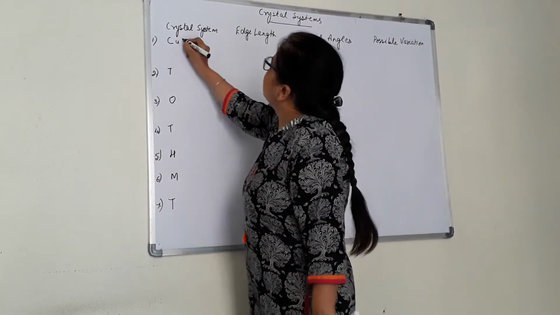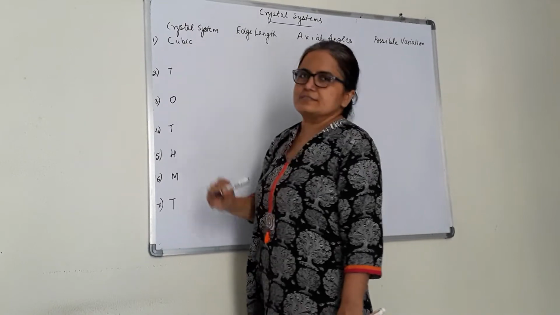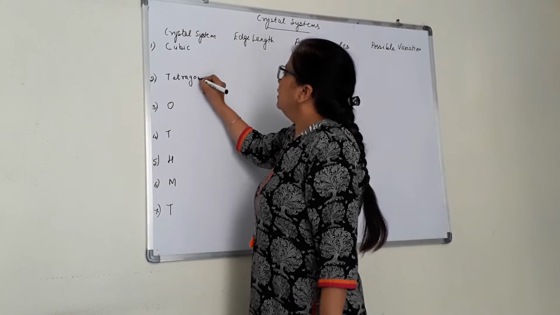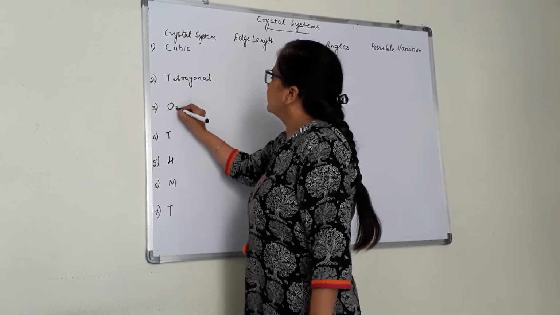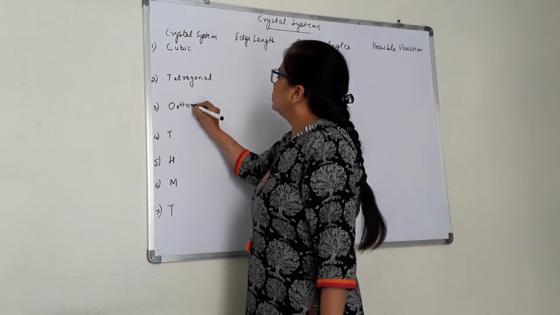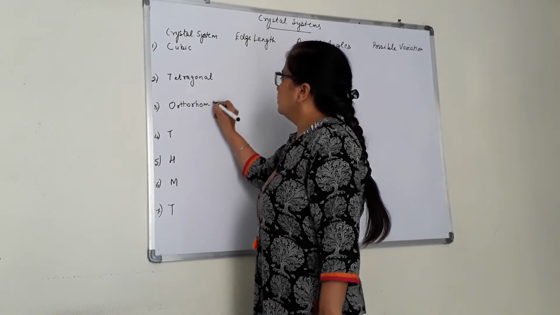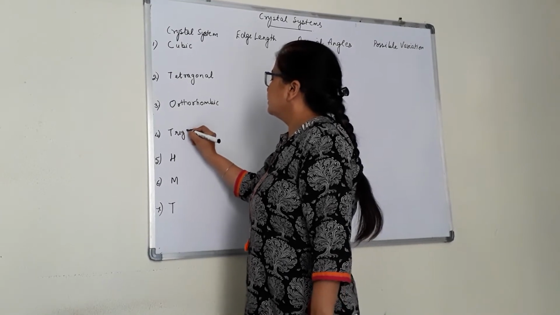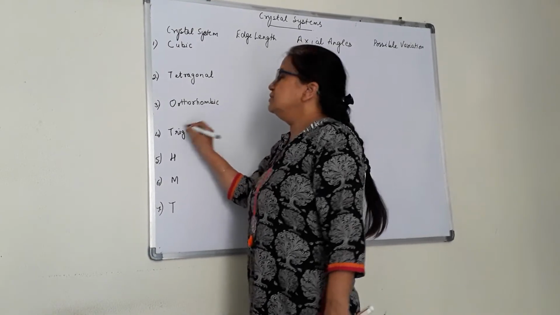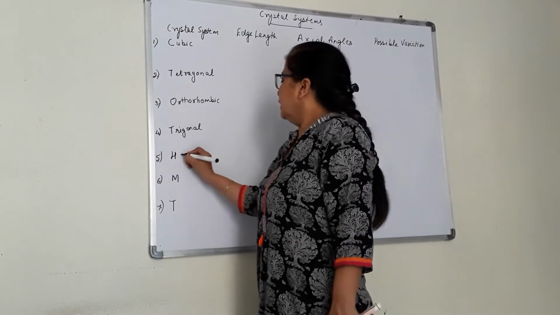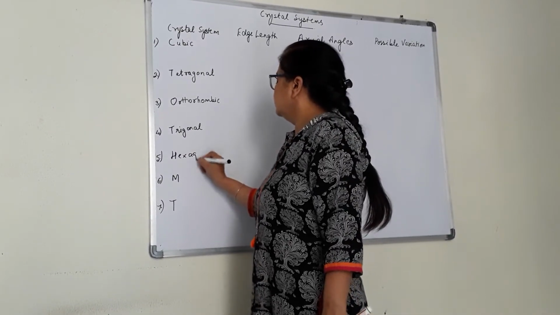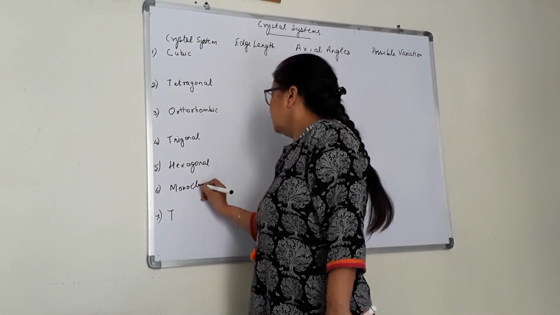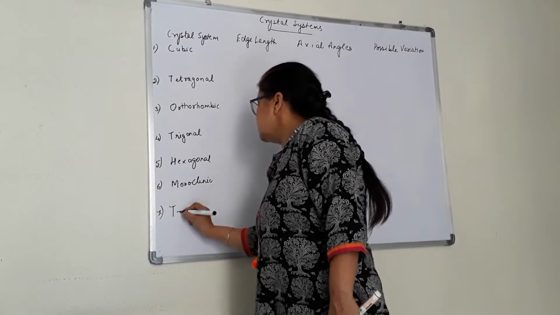Now what does C stand for? Cubic crystal system. T stands for tetragonal. This is orthorhombic crystal system. This is trigonal. Trigonal is also called rhombohedral. This is hexagonal. This is monoclinic. This is triclinic.